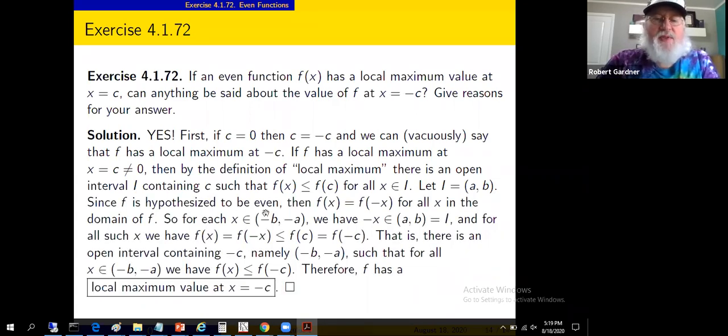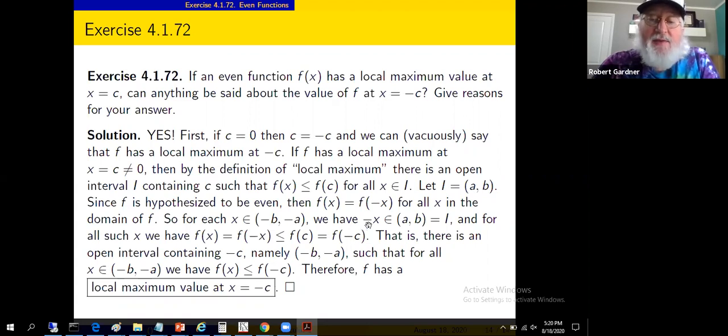Function f is hypothesized to be even. That means f of x and f of negative x are the same for all x in the domain of the function. We're going to choose an x in the interval from negative b to negative a. By writing a, b as an interval, a is less than b, so negative b is less than negative a. Introduce a negative and reverse inequalities. So take x to be any number in this open interval here.